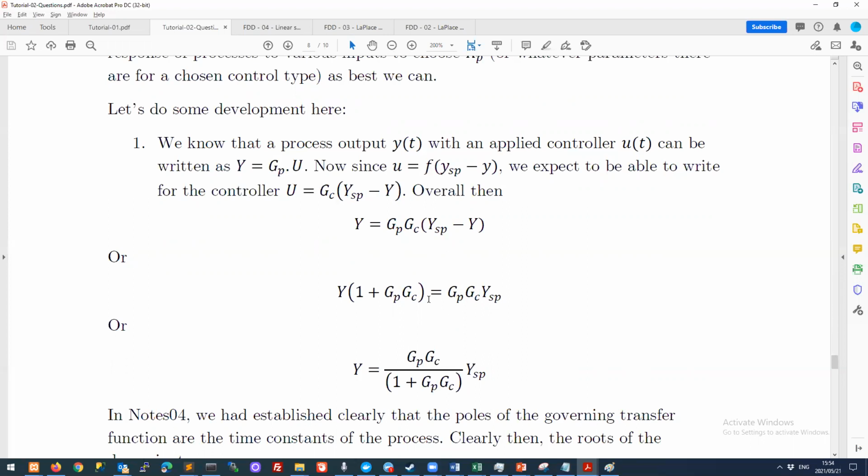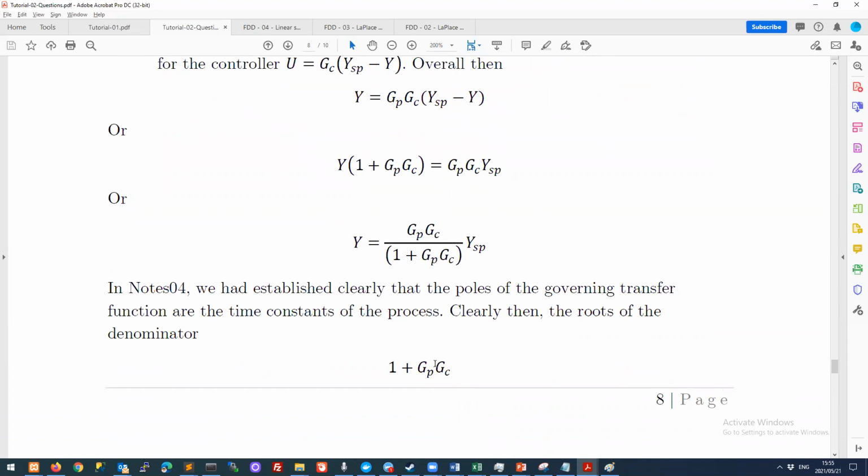Okay, so now we have this equation and we can rewrite it like this. So now we have a relationship between Y and its set point, and we have GPGC, and the denominator is now 1 plus GPGC, right? Obviously that 1 came from grouping out the Y's there.